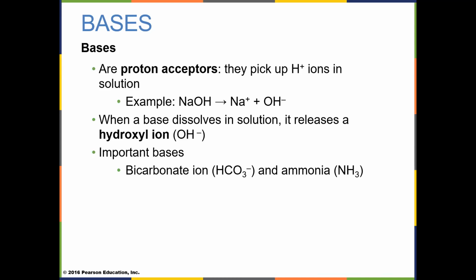In our bodies, the two most important hydrogen ion bases are bicarbonate, because we use sodium bicarbonate in our bodies. We make it in our bodies and use it all the time. And ammonia. Ammonia is formed from the breakdown of proteins.